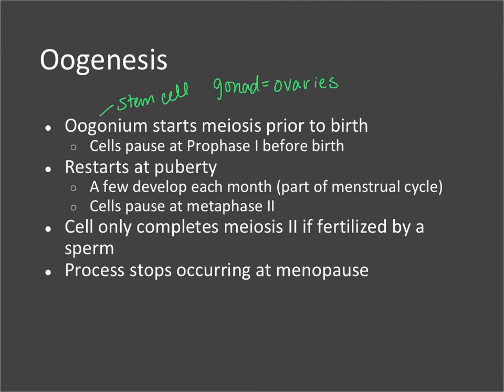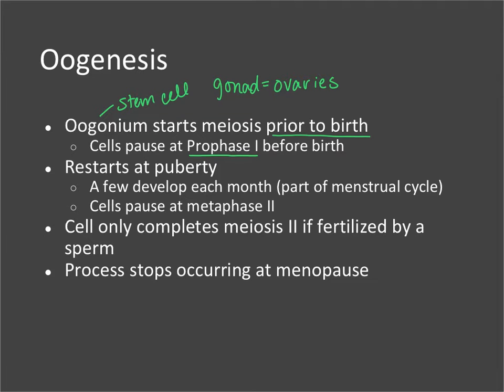Now, the oogonium actually starts to go through meiosis prior to birth. So when a baby girl is developing in utero, her ovaries are already functional and they're already starting to go through this process of meiosis to start producing these gametes. Now, the cells pause at prophase 1 before the daughter is born, so before the baby girl is born.